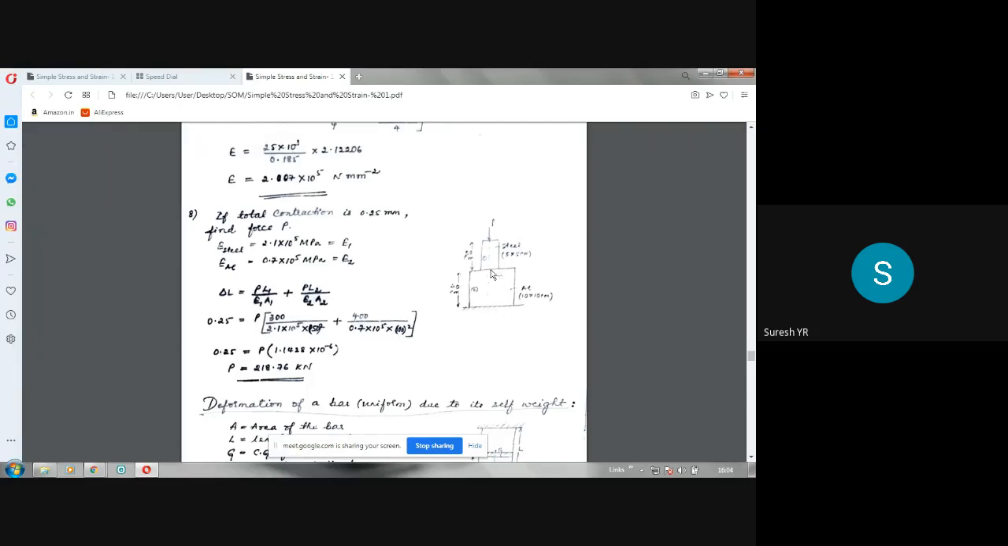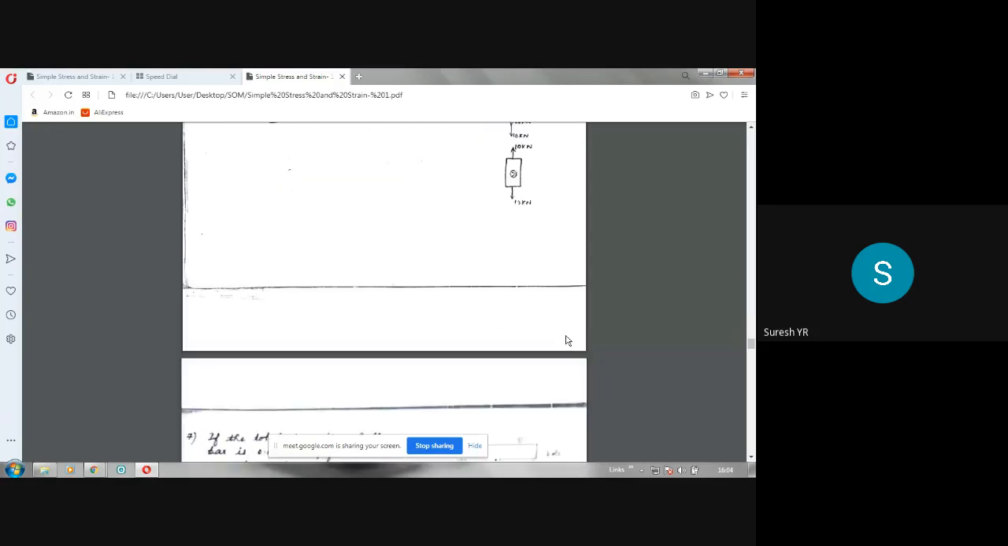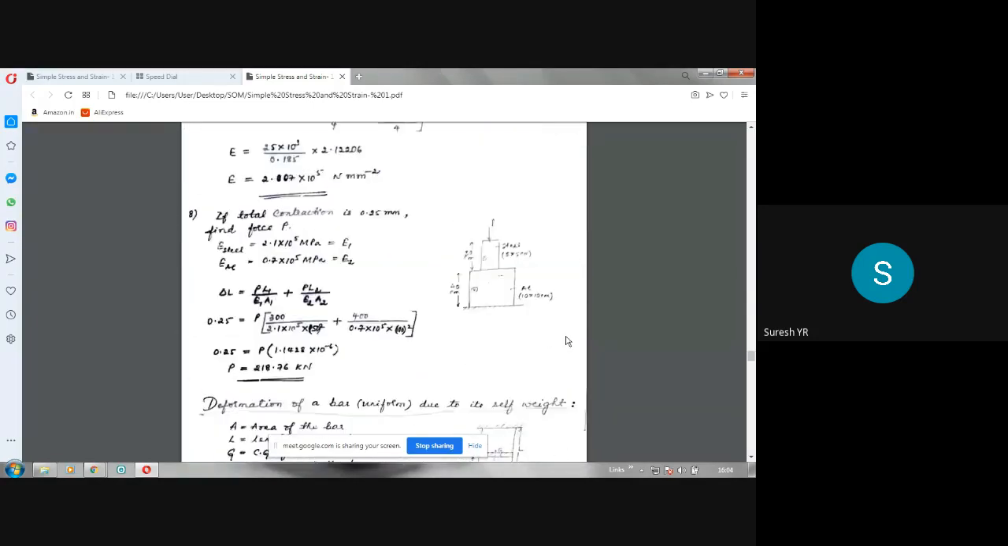So when they give more than one force, then you should take the bars separately. Equilibrium of bars you have to take separately like this, and you have to compute the forces acting on each bar. Then apply the respective formula PL by AE. If it is a uniform rod bar, you can apply it. If it's a tapering bar, then you have to apply the tapering bar formula. So this is about finding the deformations in composite bars having two or more sections.